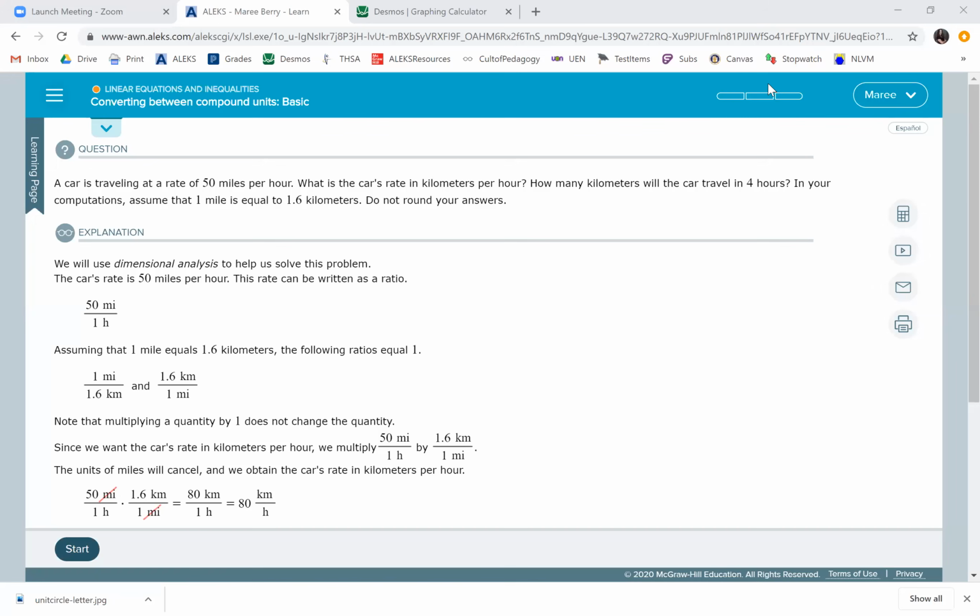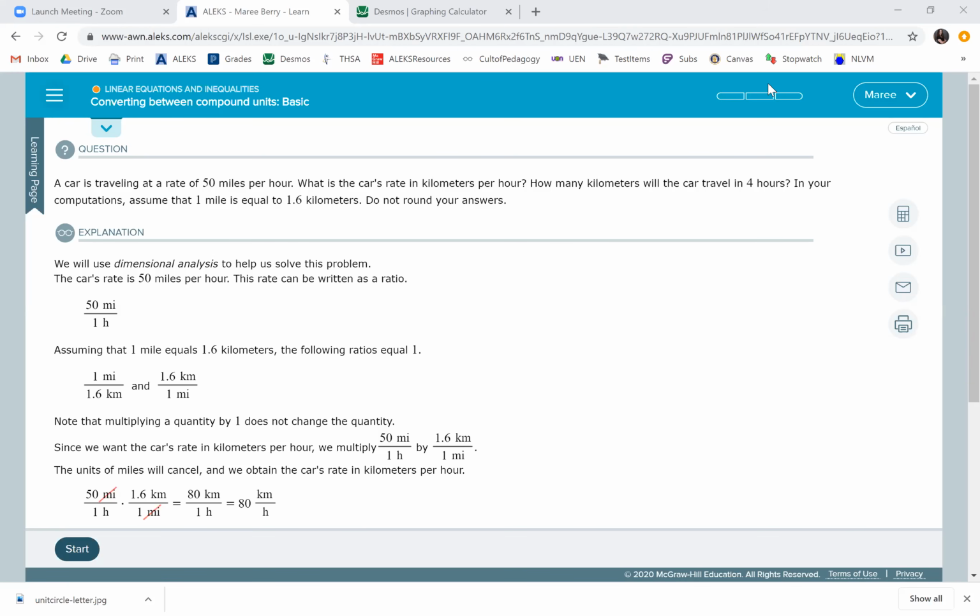In this lesson, we're going to be converting between compound units. That just means basically there's more than one unit in the label. So for instance, miles per hour is a compound unit because you hear both miles and hour in the unit. So we're going to be converting.